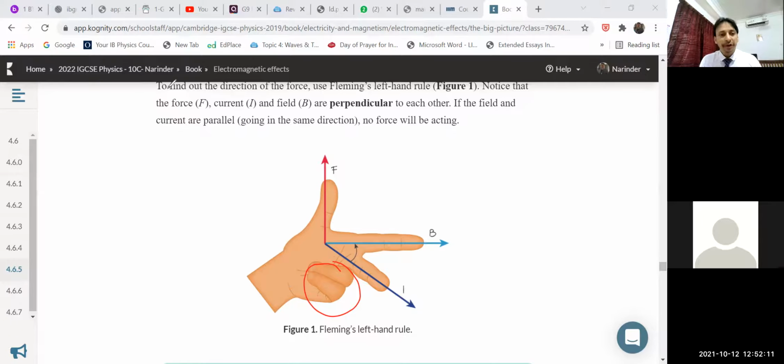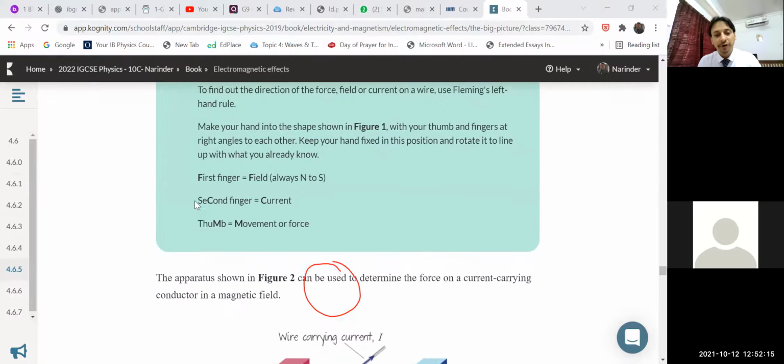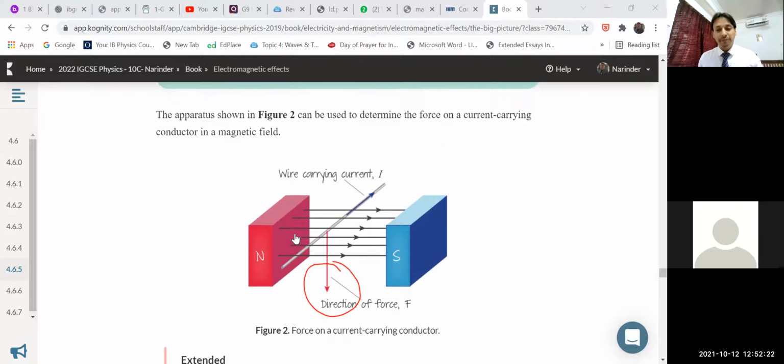Let me give you a problem, and then we will work on it, to see how I would find the direction of force on a conductor placed in a magnetic field. Now children, this is a situation.